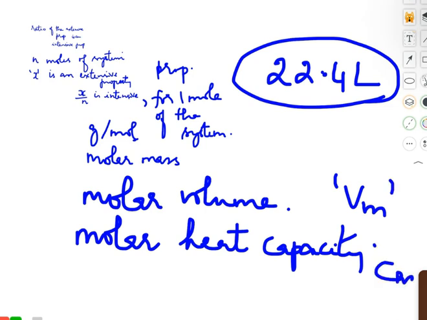You would have not only studied it in the first lesson, you would have studied it even in your lower classes. 22.4 refers to your molar volume. 1 mole of any gas occupies 22.4 liters.